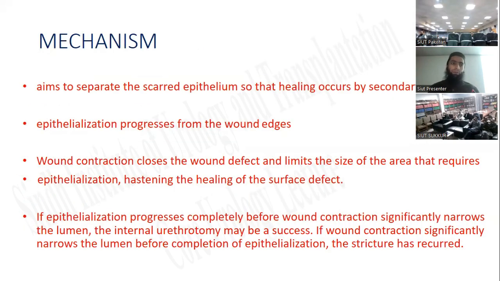The mechanism of DVIU, it aims to separate the scarred epithelium so that the healing occurs by the secondary intention. Epithelialization progresses from the wound edges, and wound contraction closes the wound defect and limits the size of area that requires the epithelialization, hastening the healing of the surface defect. If epithelialization progresses completely before wound contraction significantly narrows the lumen, the internal urethrotomy may be a success. If wound contraction significantly narrows the lumen before the completion of epithelialization, the stricture has recurred.